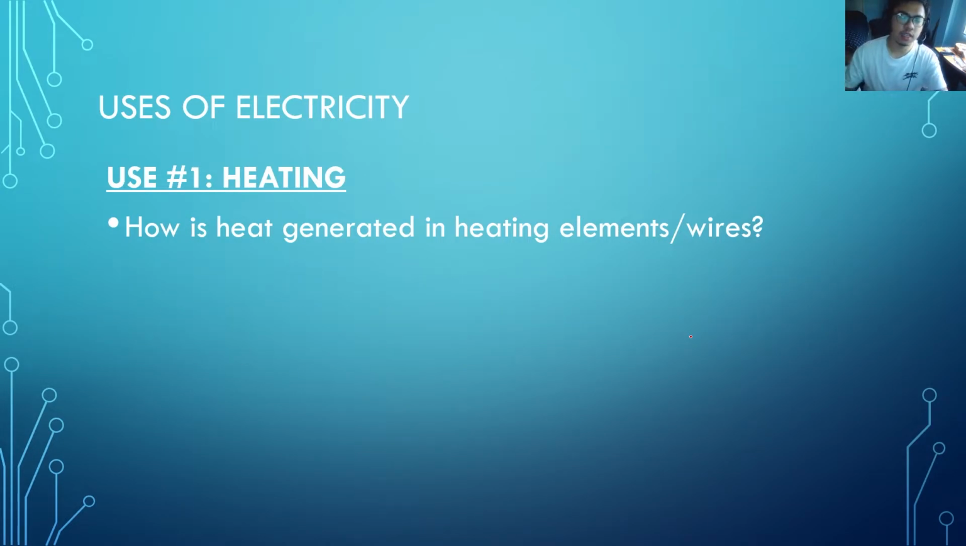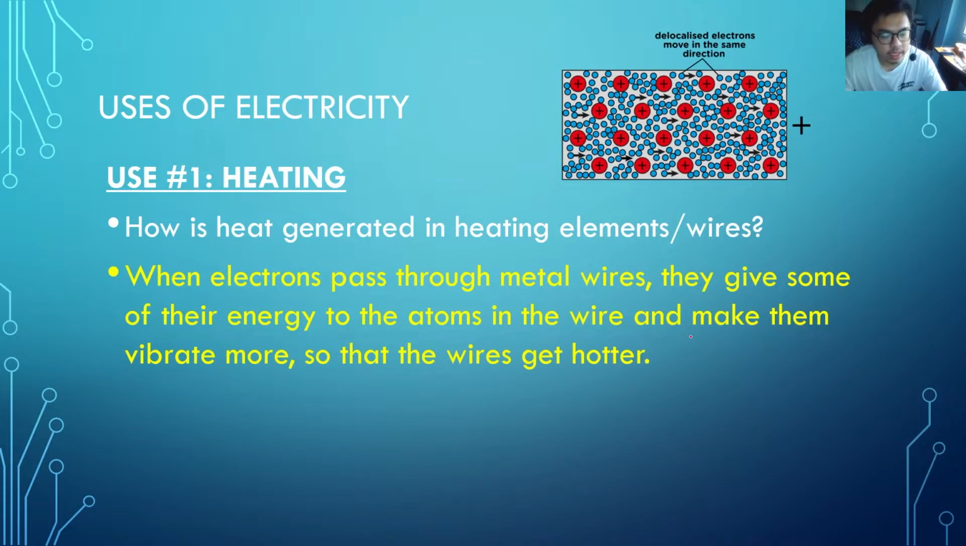Or in other words, why, when you have a wire that has a high resistance and there is a current passing through it, is heat produced? The reason is when electrons pass through metal wires, they give some of their energy to the atoms in the wire and make them vibrate more, so that the wires get hotter.